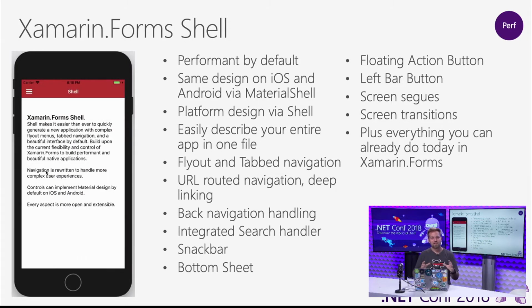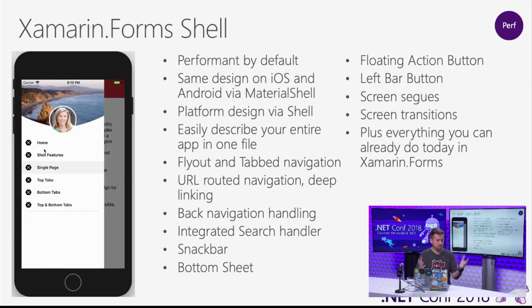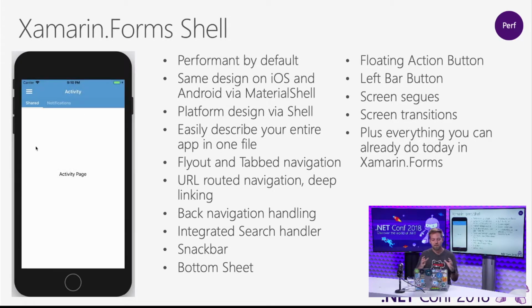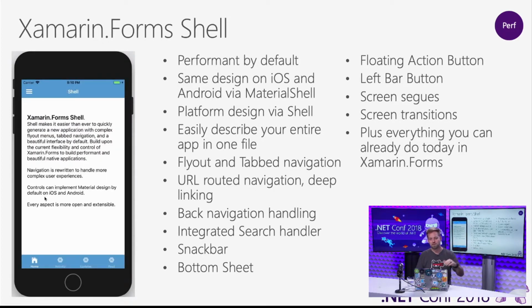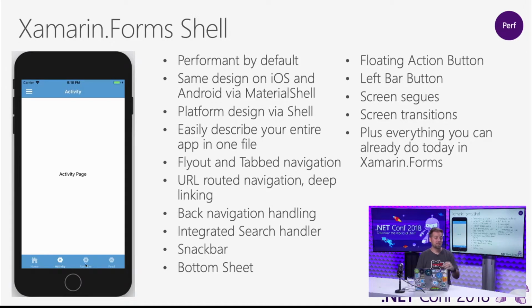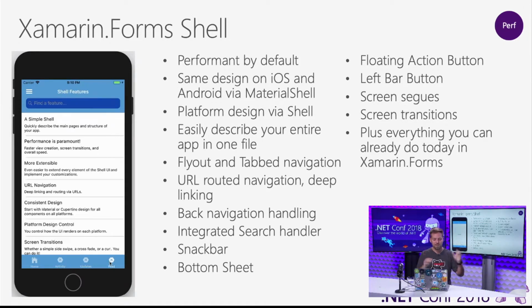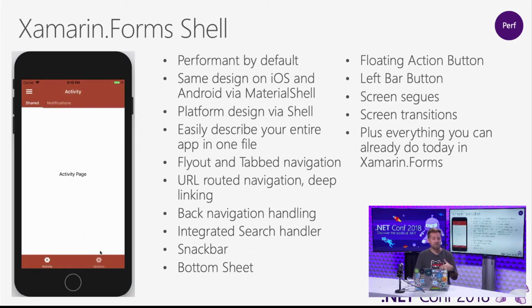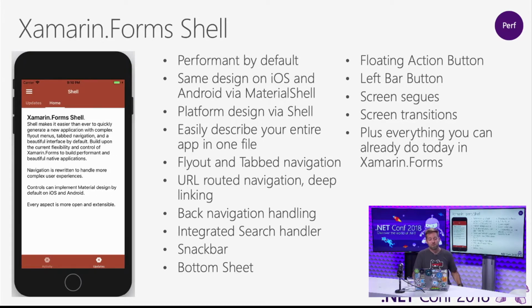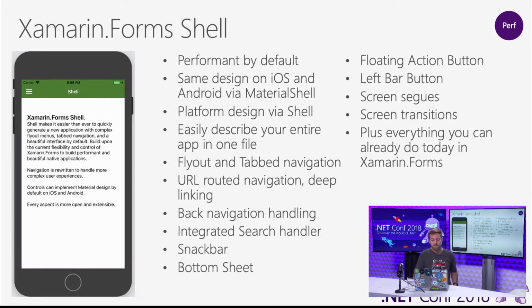The shell.xaml file or shell.cs, your choice, gives you the ability to specify those things in terms of layers of shell items, shell sections, and shell content. And then customizing the content within the flyout menu and things like that, which I'll show some examples of in just a few minutes. You get flyout and tab navigation provided for you. You get URL routed navigation with deep linking, which is very desirable. And then the back navigation handling.